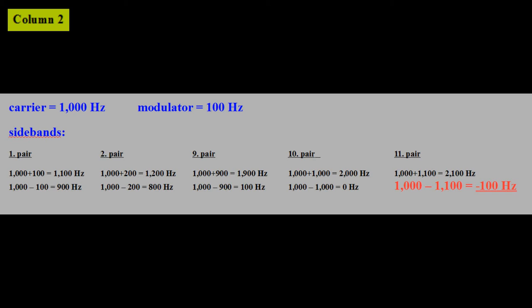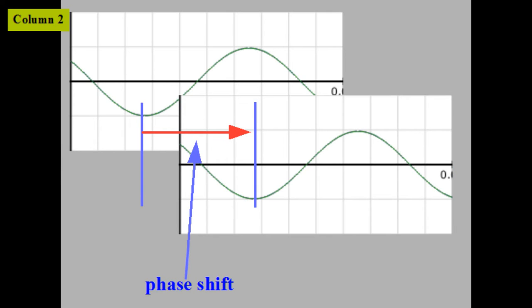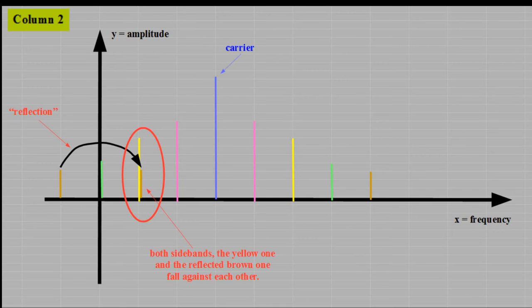What is a negative frequency? Sounds like nonsense, doesn't it? Well, a negative frequency is a frequency with a phase shift of 180 degrees. With the sine wave, it looks like that. In other words, the first sideband, whose frequency is arithmetically negative, occurs in the spectrum as a positive frequency of the same number of hertz, but with a phase shift of 180 degrees.